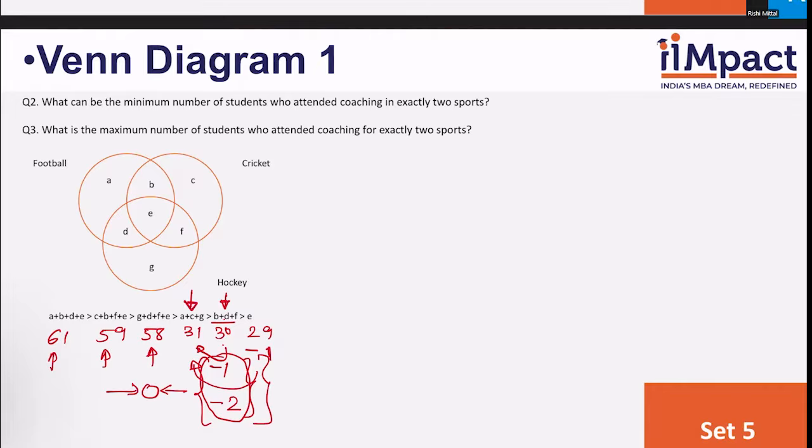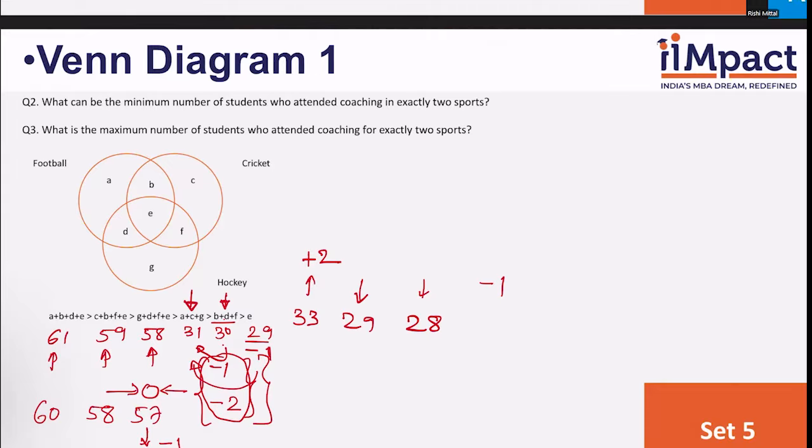So let's say if I do this once, I'll make it 60, 58, 57. Right? And this single sport number will increase. And the 2 sport and 3 sport number will become 29 and 28 respectively. While this becomes 33. Correct? So what did we notice? When 2 sport and 3 sport reduced by 1, 1 sport increased by 2, and hockey reduced by 1. Yes.